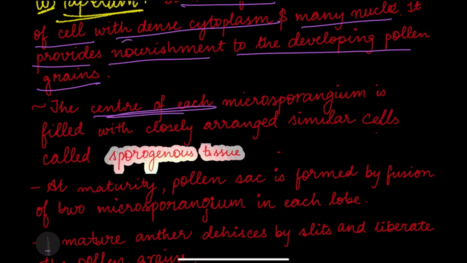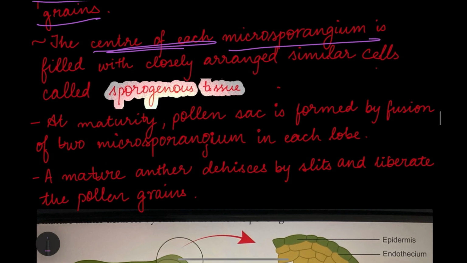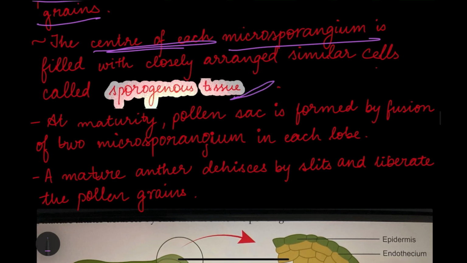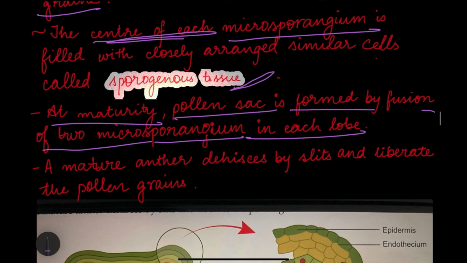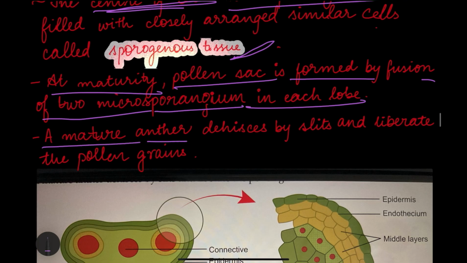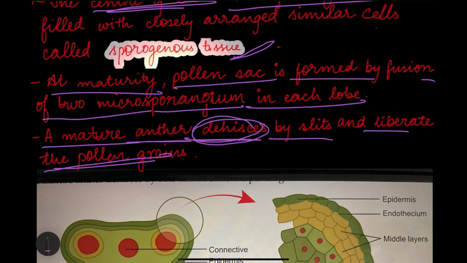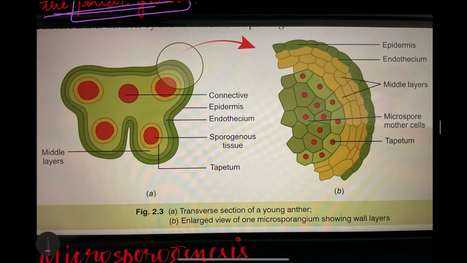The center of each microsporangium is filled with closely arranged similar cells called the sporogenous tissue. I'll show you this in the diagram. At maturity, the pollen sac is formed by fusion of two microsporangia in each lobe. A mature anther dehisces by slits and liberates the pollen grains. Dehiscence, separation occurs to liberate the pollen grains. Now I'll show you the diagram.